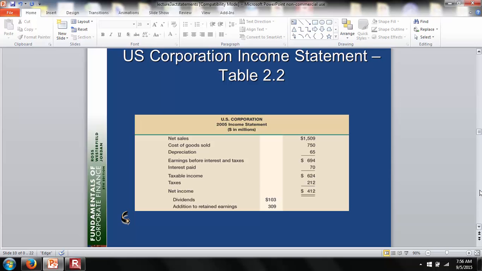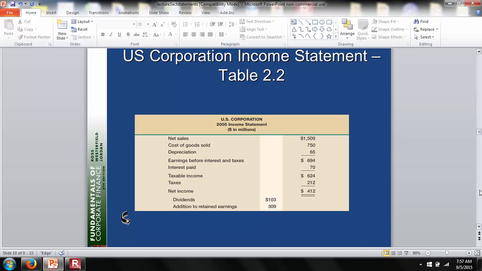The interest paid is 70 million, and the taxable income is 624. Okay, the taxes paid are 212, and then the net income is 412. So taxes are paid on the 624 million. Now, out of the 412 million, the firm makes a net income. 103 is paid as a dividend, and 309 is added to retained earnings.